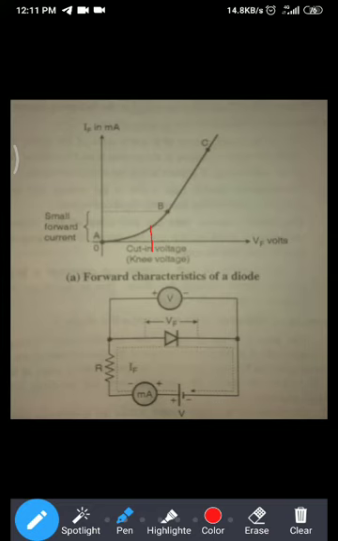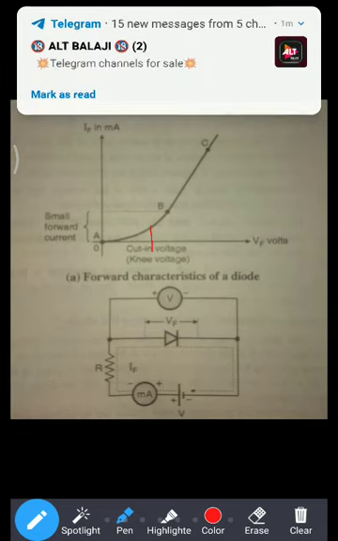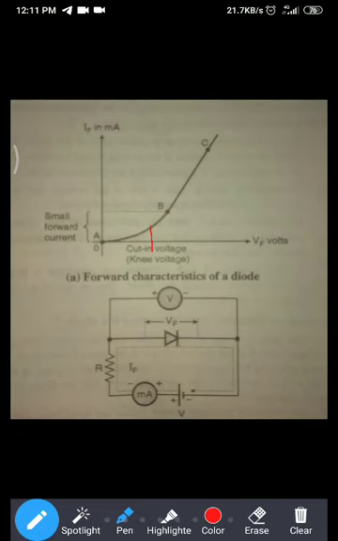So this VI characteristic is the graph of voltage versus current. That voltage is VF, that is forward voltage, and current flowing is the IF, that is a forward current. So as the current starts flowing through the diode, when the voltage crosses the cut-in voltage limit. So when you apply voltage which is more than cut-in voltage, then current starts flowing easily.